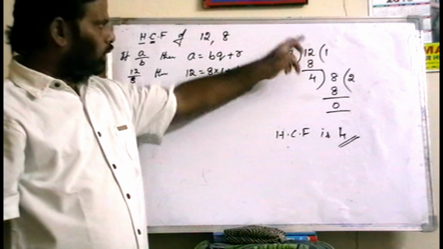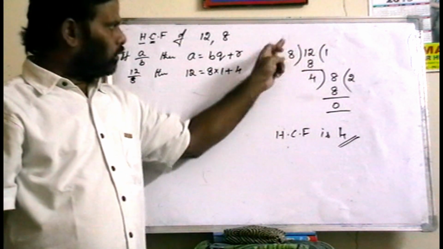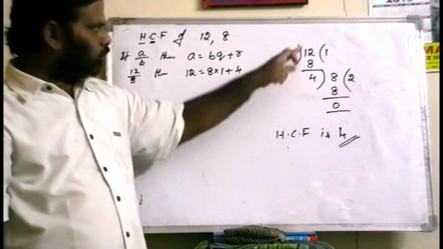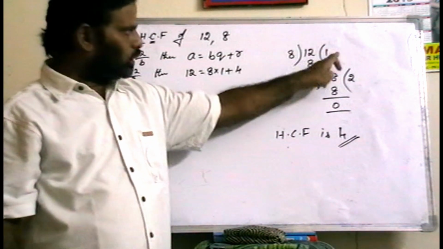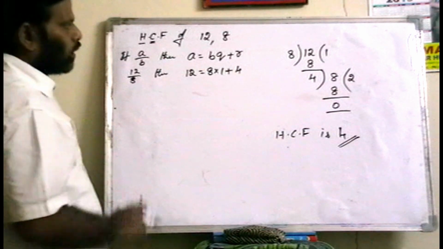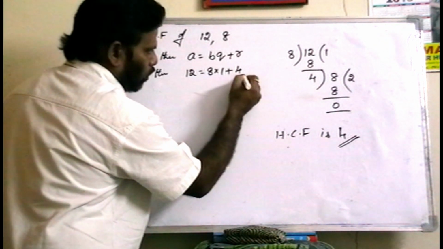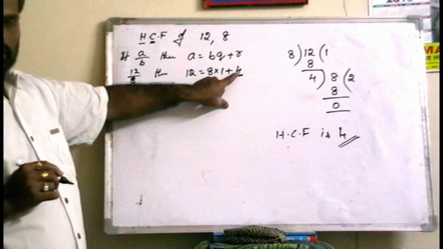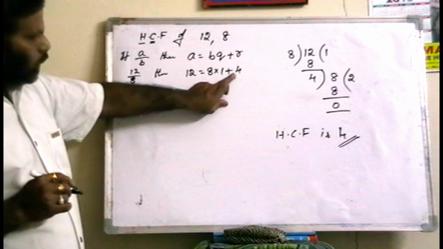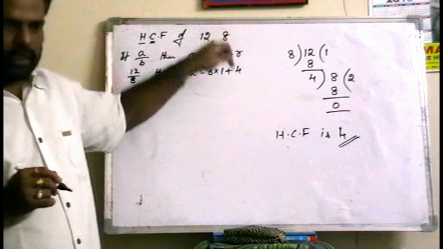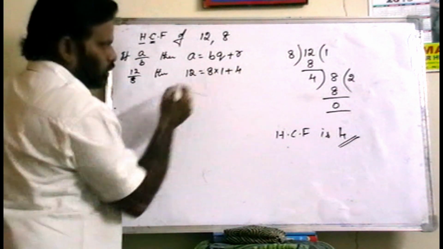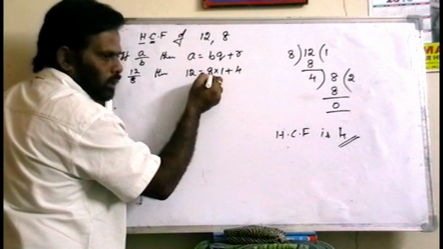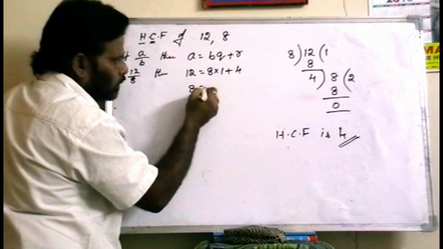So 12 is equal to 8 into 1 plus 4, which is nothing but dividend is equal to divisor into quotient plus remainder. Now check whether the remainder is 0 or not. What is the remainder here? 4. That 4 is not equal to 0. If the remainder is not equal to 0, then continue. Continue means what? The previous divisor now will become the dividend.